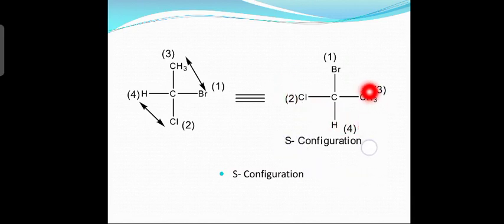Now how is the numbering? 1, 2, 3. You leave 4, because we consider either clockwise or anti-clockwise for 1, 2, 3. Here 1, 2, 3 is in the anti-clockwise direction. Suppose 1, 2, 3 was the other way, then it would have been clockwise direction. Therefore, since 1, 2, 3 is present in anti-clockwise direction, this is the S configuration.